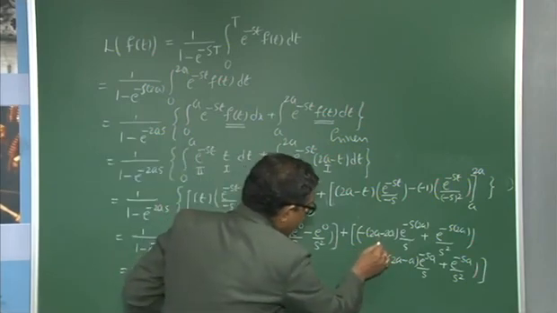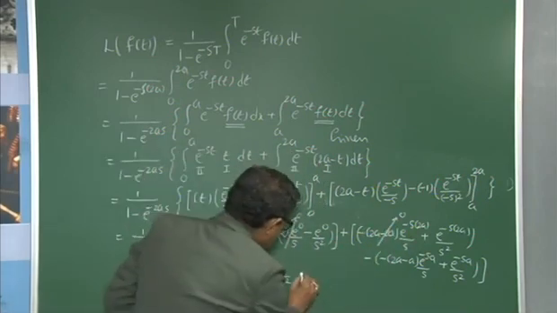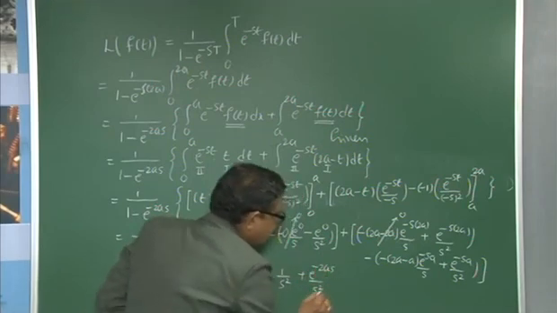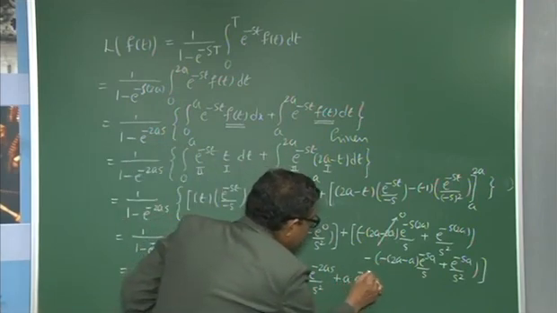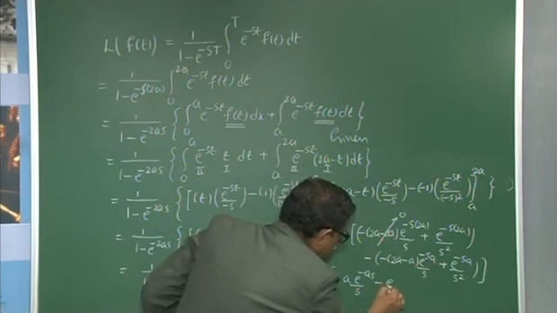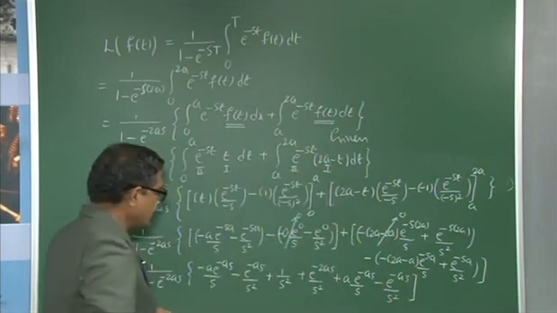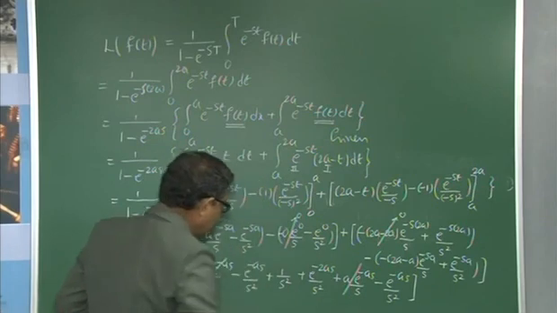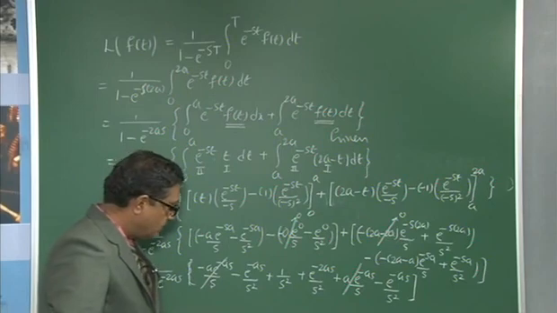Now, second square bracket: 2a minus 2a is 0. 0 into anything is 0, plus e raised to minus 2as by s square. Then minus into minus it is plus a e raised to minus as by s, minus into plus is minus e raised to minus as by s square. Now, it is ordinary simplification. The first term and last but one term, plus and minus, will cancel. Now, just simplify. What you will get?